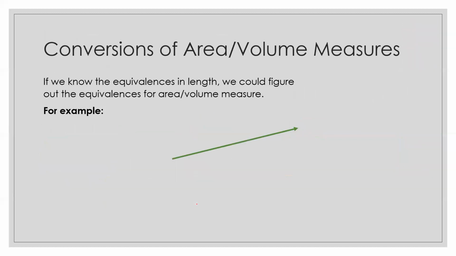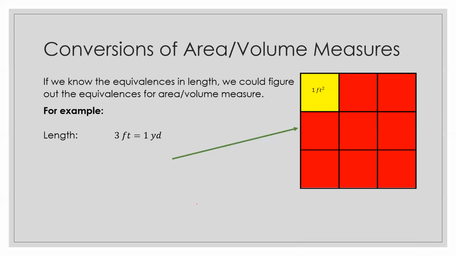All right, let's take a look at unit conversions in area and volume measures. So if we know the equivalencies in length, we could figure out the equivalencies in area and volume. Okay, so remember length, how long something is, and then measuring area means counting squares, and then measuring volume is counting cubes, right? So if we know that 3 feet is 1 yard, that would be in the unit of length.